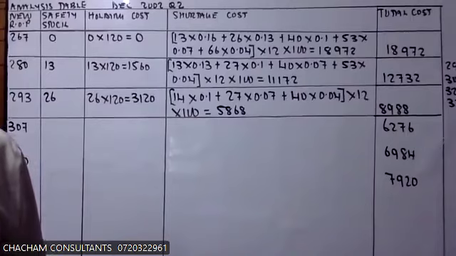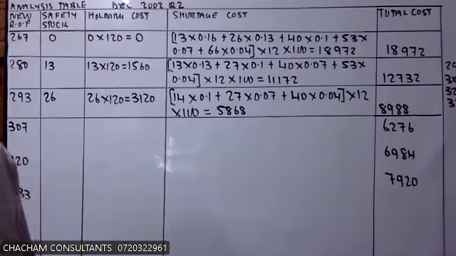The last two are the same. The first one, 307, mine comes to 71.40. 71.40. So, who else? Winnie.